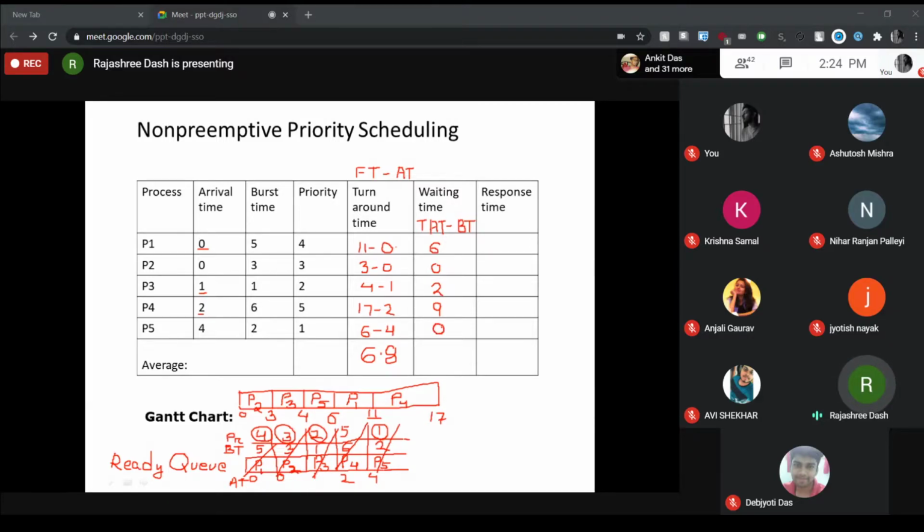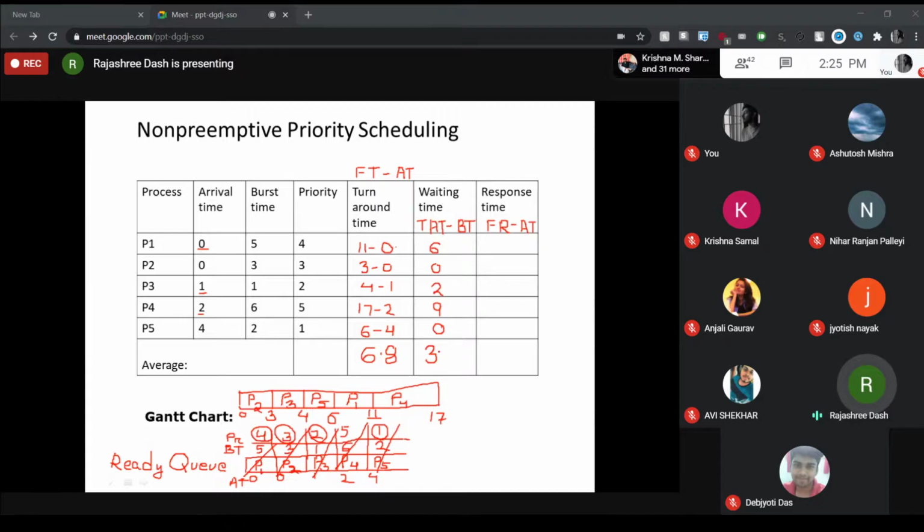Now calculate the average waiting time. What will be the average waiting time? 3.4.